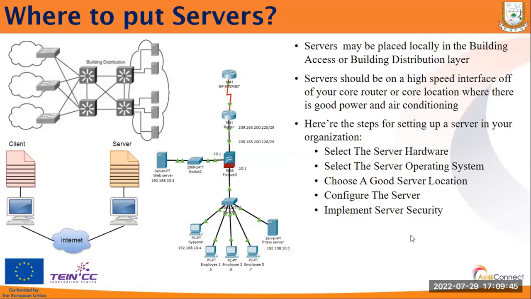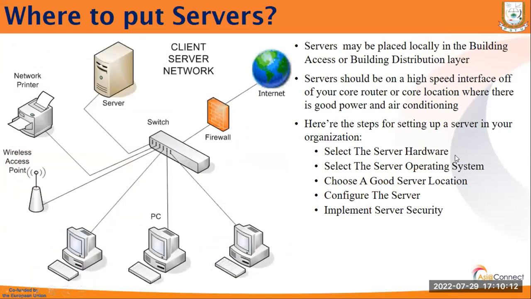Okay, here you can see some steps for setting up a server in your organization: select the server hardware, then select the server operating system, choose a good server location. See here, the location is very, very important. Then configure the server and implement server security. You can also see here a full diagram where this is the internet, and from the internet to the switch we use a firewall to protect our incoming and outgoing data, and to the switch we connect a server and other devices like a network printer, wireless access point, PC, etc.